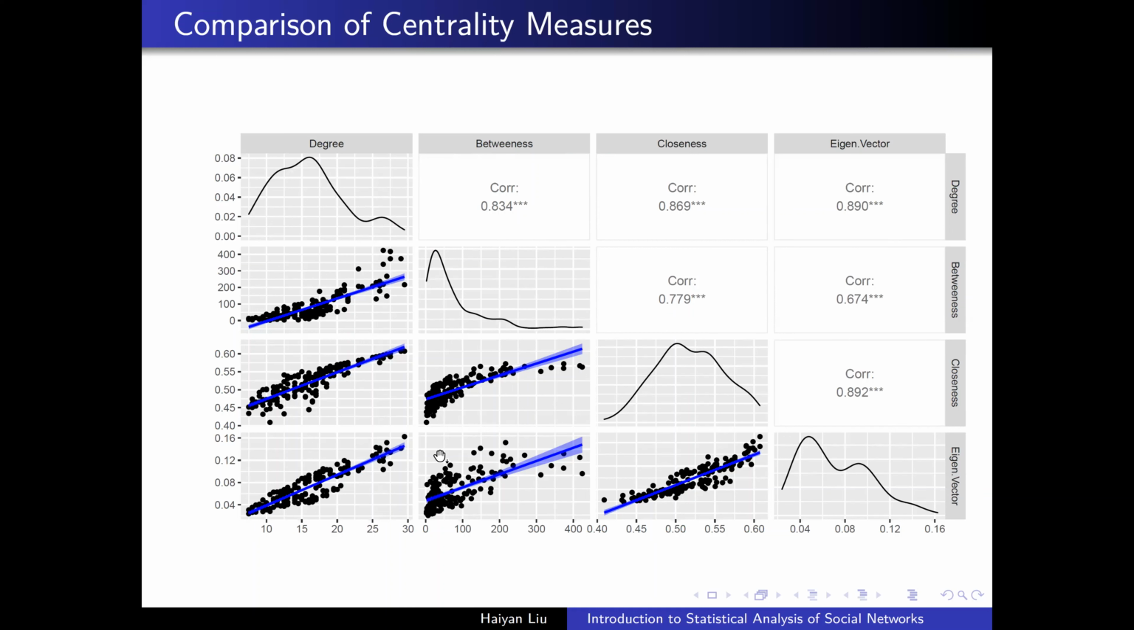Overall, different centrality measures give similar ranks. Of course, there are variations among different individuals, but overall they give similar ranks about the importance of an actor in the college friendship network.